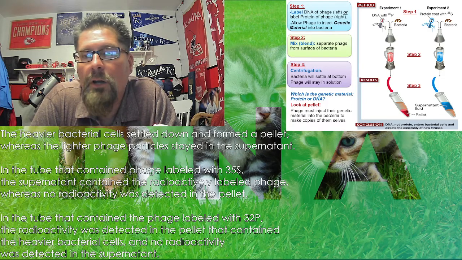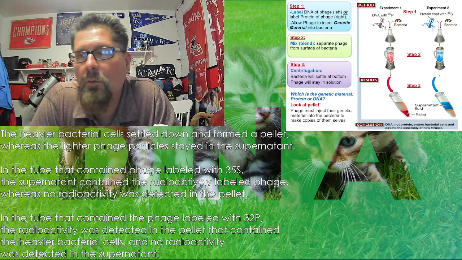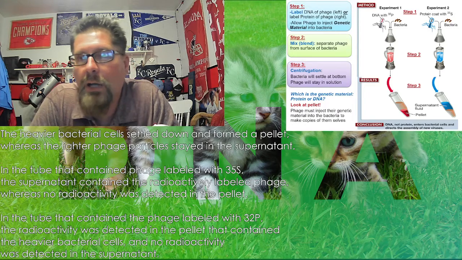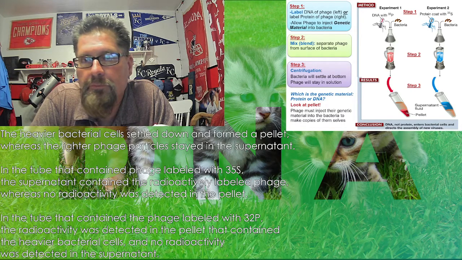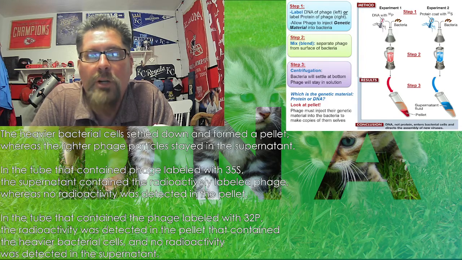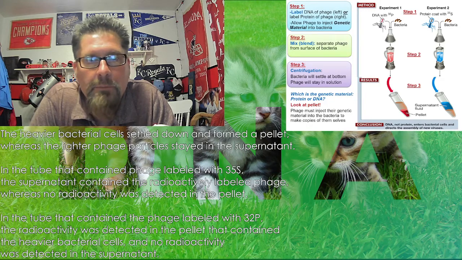Alright, so again, the idea of just using that blender to separate it, you spin it, and the phage part will come separate from the bacteria, and the idea of being able to trace what's going on. And again, he found it in what was called the pellet. So the pellet's the word you're going to want to look for if you see a multiple choice question on this topic.